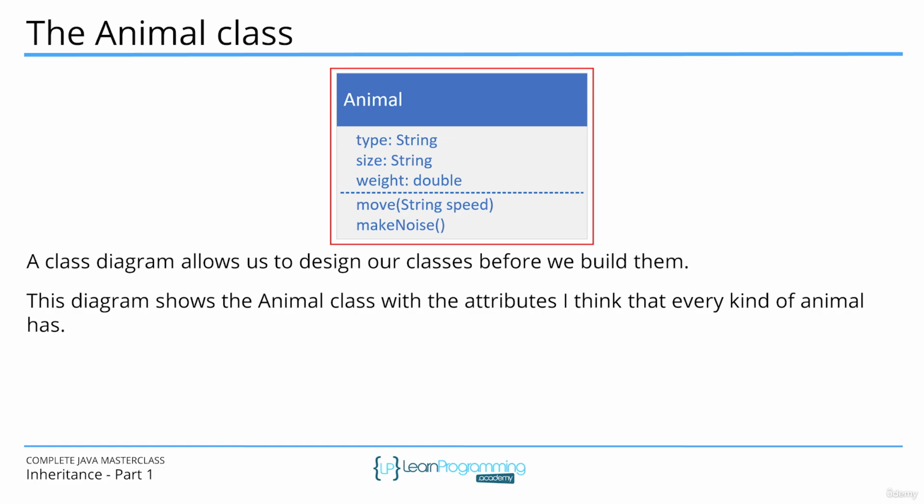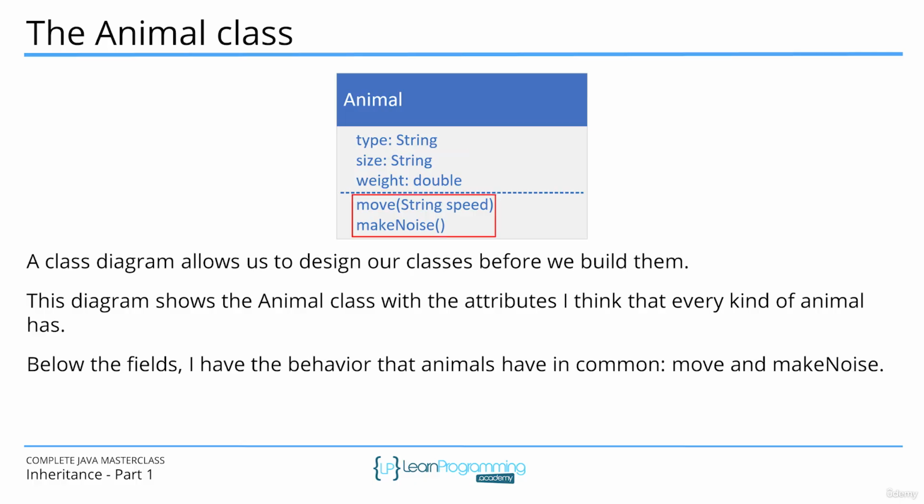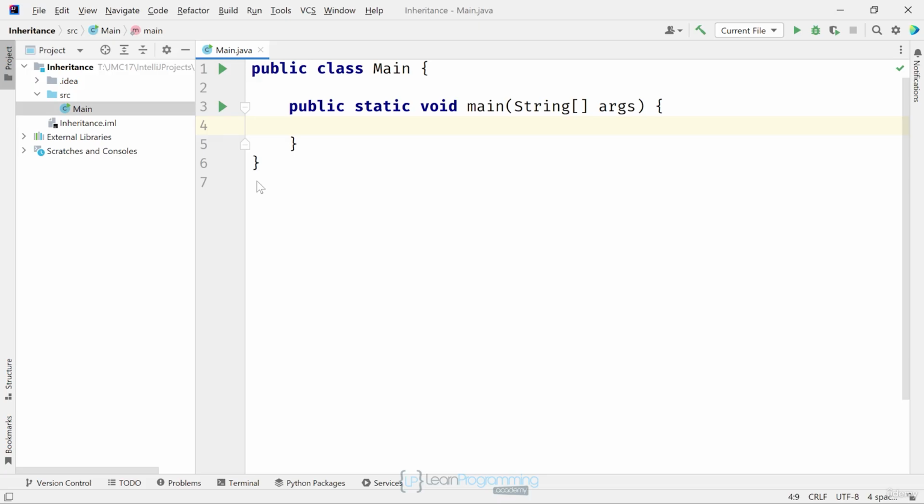This diagram shows the animal class with the attributes I think that every kind of animal has. All animals have a type, what kind of animal it is. All animals have a size and a weight. Below the fields I have the behaviour that animals have in common, move and make noise. The move method will include a speed, fast or slow, as an argument. Let's create this animal class now.